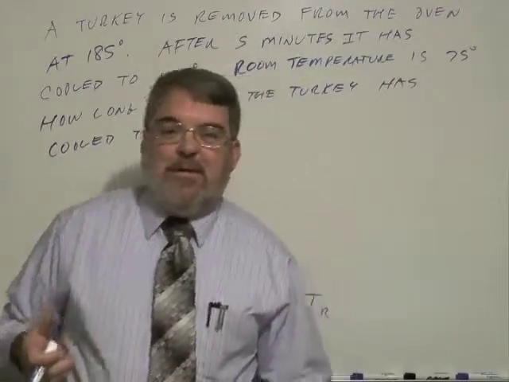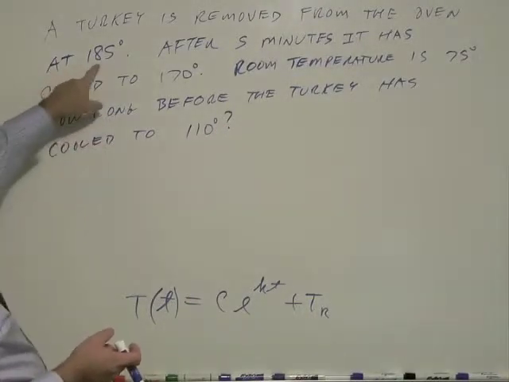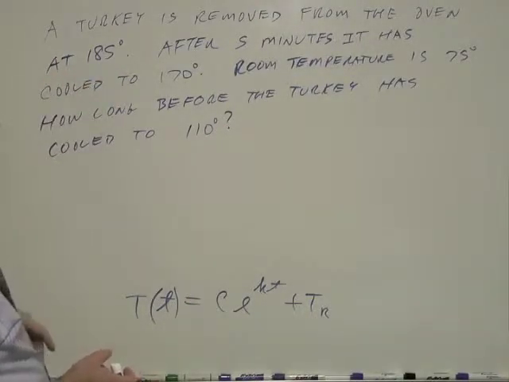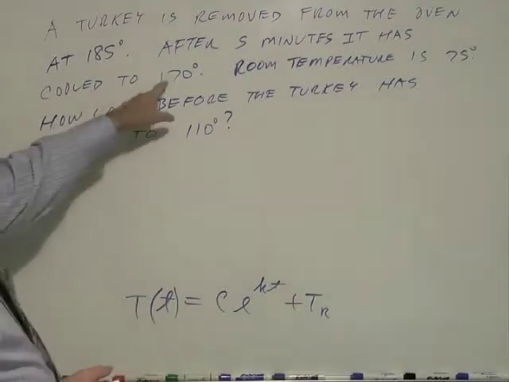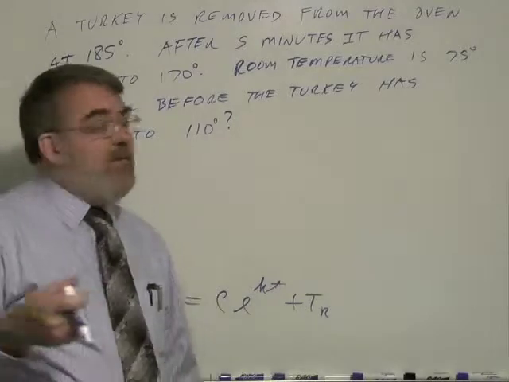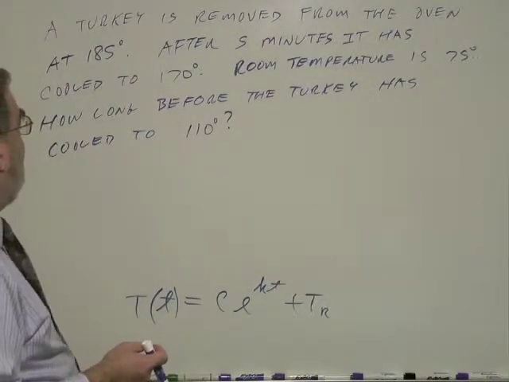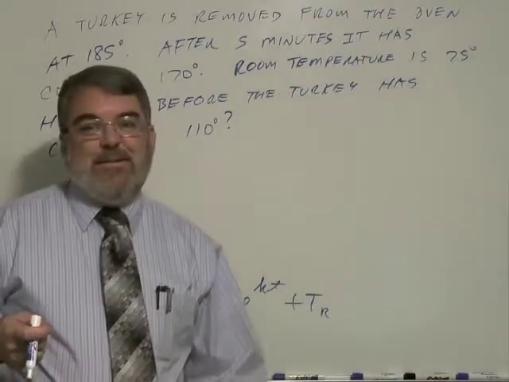Here's a problem with Newton's law of cooling. A turkey is removed from the oven at 185 degrees. After 5 minutes, it has cooled to 170 degrees. Now the temperature of the room is 75 degrees. So how long before the turkey has cooled to 110 degrees?